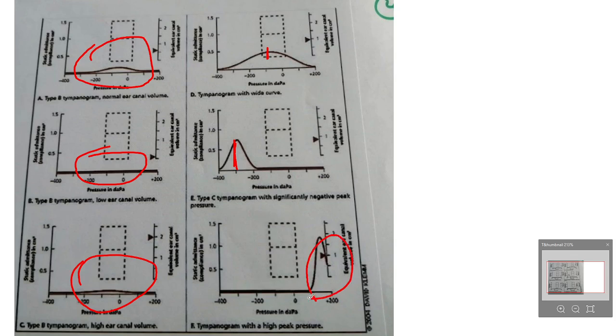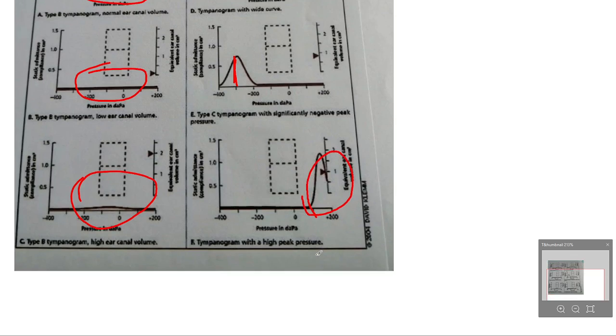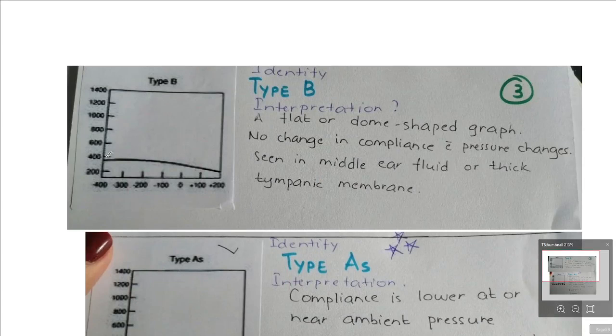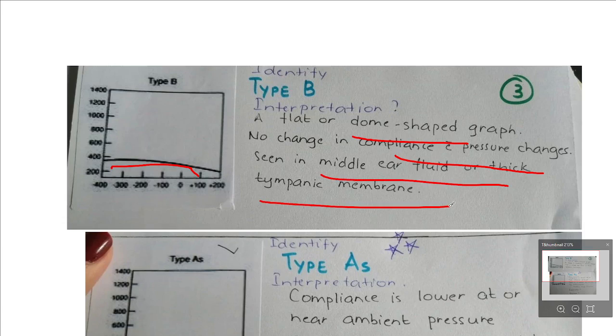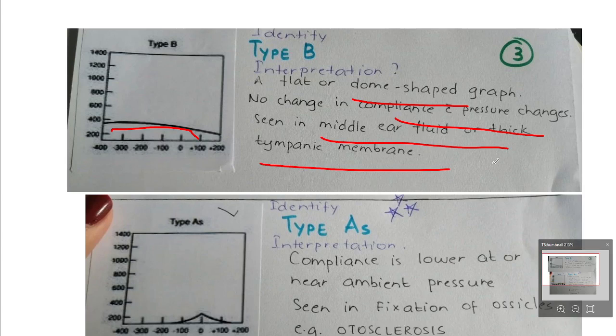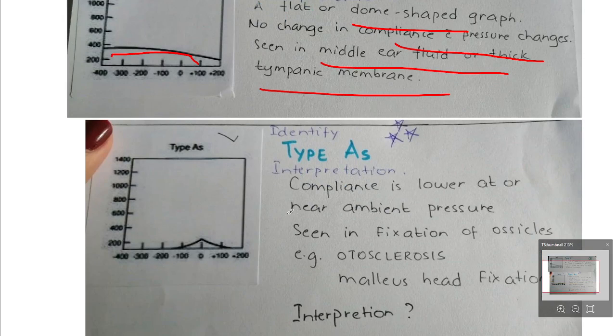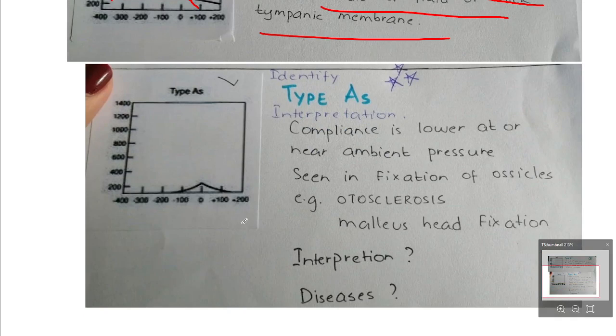This is a tympanogram with high peak pressure. Okay, this is type B because it is flat. Dome shape, no change in compliance, middle ear fluid or thick tympanic membrane, or there is perforation of the tympanic membrane. Okay, now let's see this.